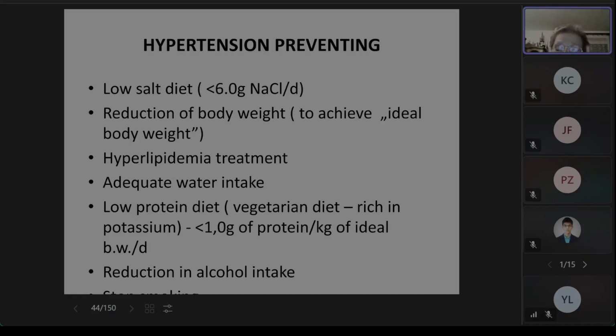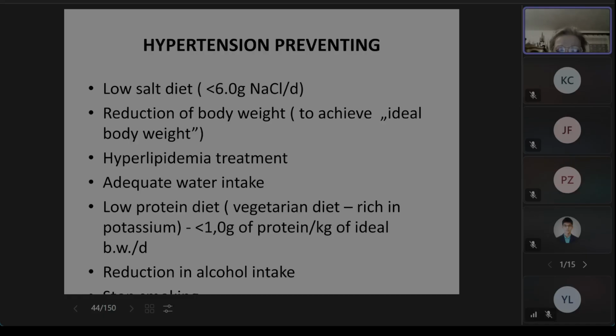Adequate water intake is also very important, because if the patient is overhydrated, we can observe hypertension. It is also important to improve the diet of patients suffering from hypertension, or not suffering yet, in order to reduce the possibility of hypertension. So it is a diet low in proteins, meaning a vegetarian diet, which is rich in potassium, which consists of fruits and vegetables in the majority.